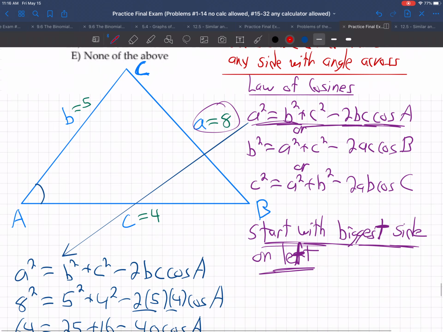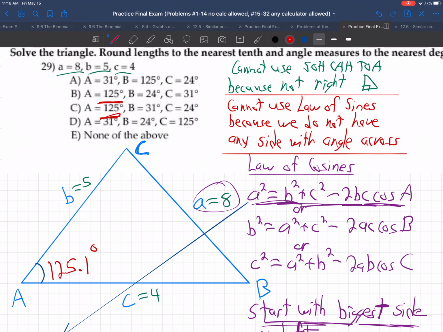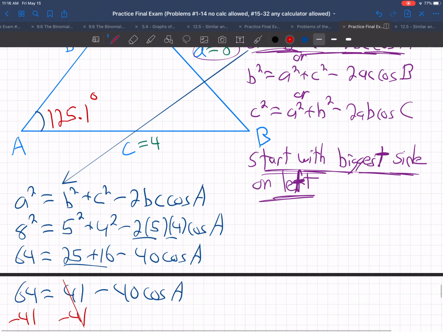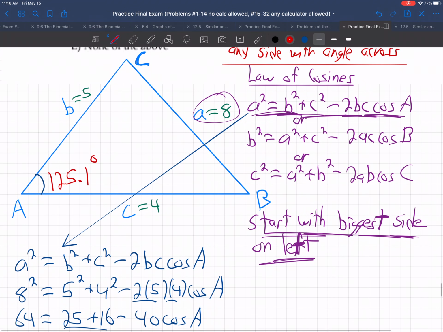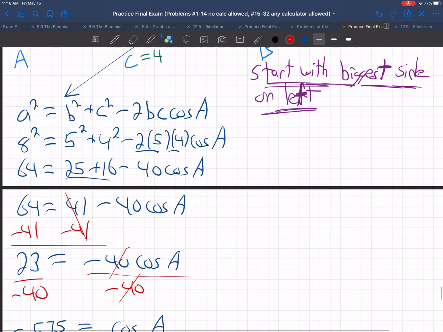So now we've got to put this in, this is 125.1 degrees. Now we've got to find B and C because we don't know which answer it is. So we got to find B and C. Now notice we have a side and angle across from it. So now we can use law of sines.